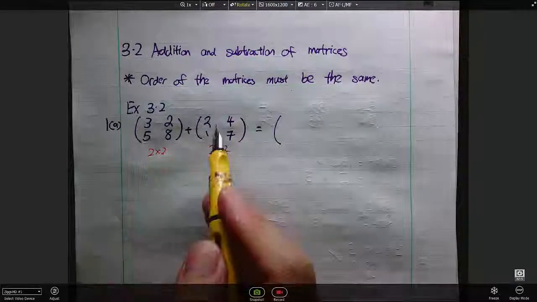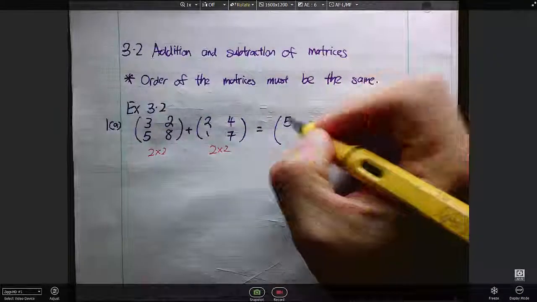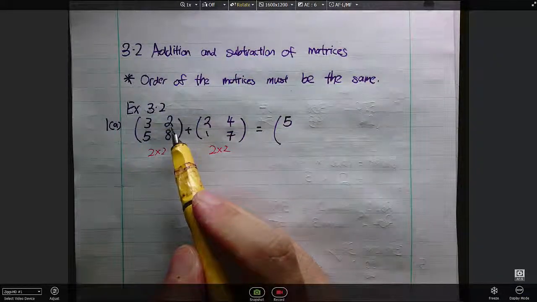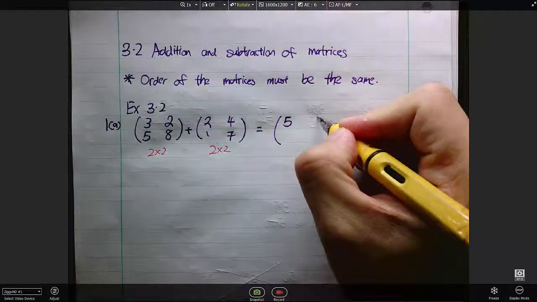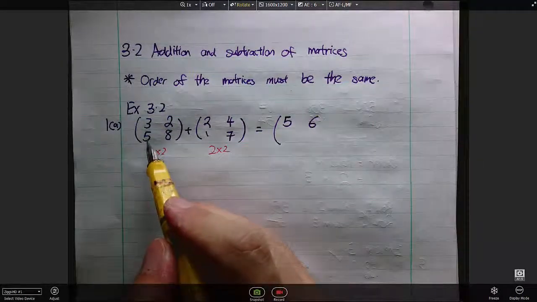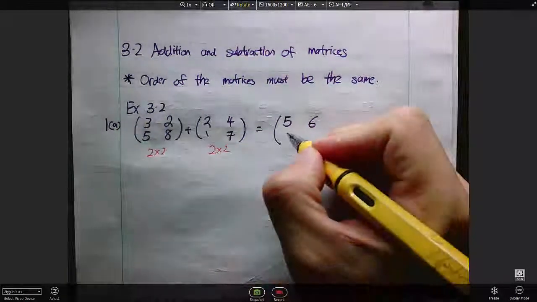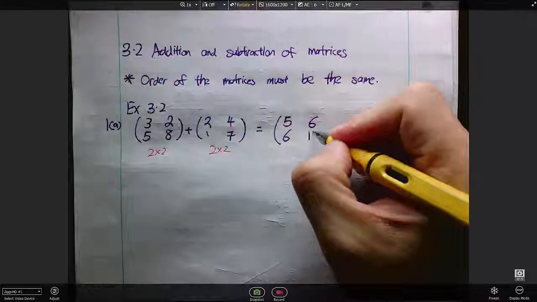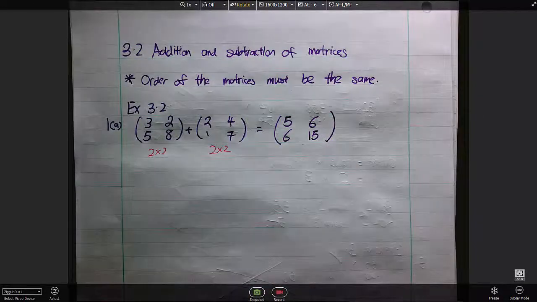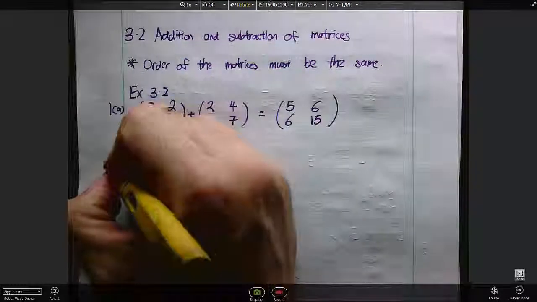Row 1 column 1 adds to row 1 column 1, so 3 plus 2 gives me 5. Row 1 column 2 with row 1 column 2, 2 plus 4 gives me 6. Row 2 column 1 is 5, row 2 column 1 here is 1, 5 plus 1 gives me 6, and last one, 8 plus 7 gives me 15. And we have just learned how to add two matrices. Now I give you the next example, 1e.